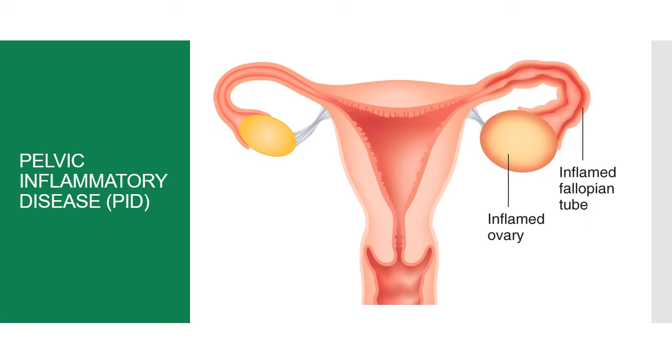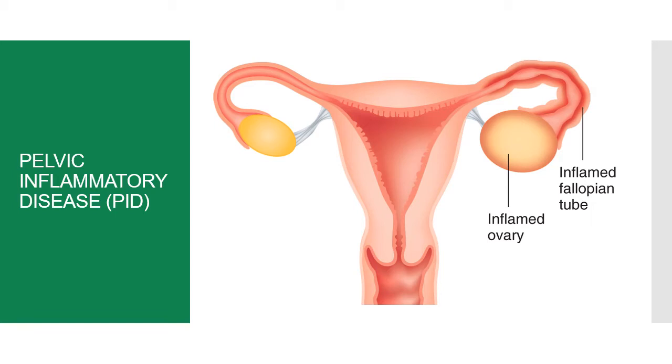And the cause of PID is usually related to an infection like gonorrhea, which is Neisseria gonorrhoeae, or chlamydia, which is Chlamydia trachomatis. Because there are no obvious signs and symptoms of infection early on, gonorrhea and chlamydia can both progress undetected in the uterus, fallopian tubes, and ovaries until frank PID develops.